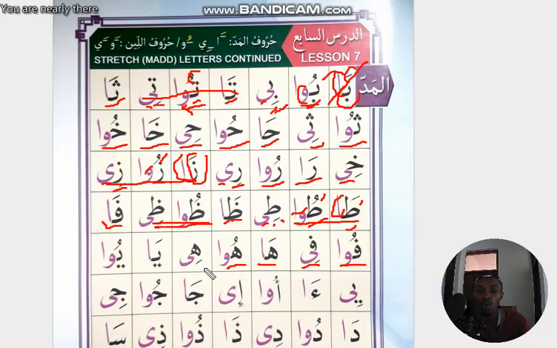ha fatha alif sukun ha, ha dhamma waw sukun hu, ha kasra ya sukun hi, ha hu hi, ya fatha alif sukun ya, ya dhamma waw sukun yu, ya kasra ya sukun yi, ya yu yi, hamza fatha alif sukun a, hamza dhamma waw sukun u, hamza kasra ya sukun i, a u i, jim fatha alif sukun ja, jim dhamma waw sukun ju, jim kasra ya sukun ji, ja ju ji.